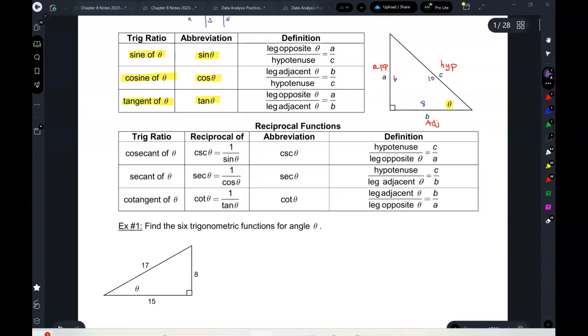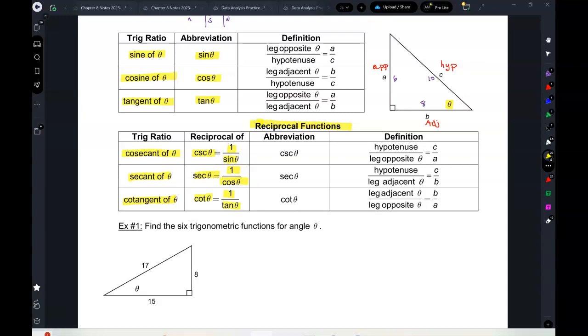Okay, now, this year, we're going to go further. We're also going to learn about the reciprocal functions. What if you took sine, cosine, and tangent, and you took their reciprocals? Well, that would be the cosecant, right? So it's spelled CSC, cosecant of theta, and it's 1 over sine of theta. Secant, 1 over cosine of theta. Cotangent, 1 over tangent of theta.